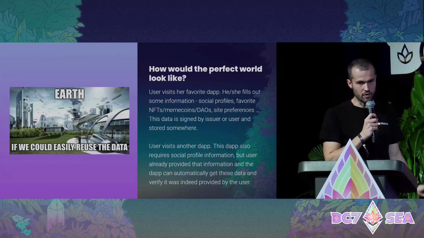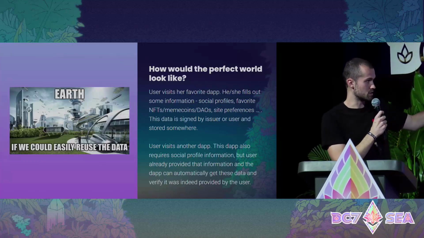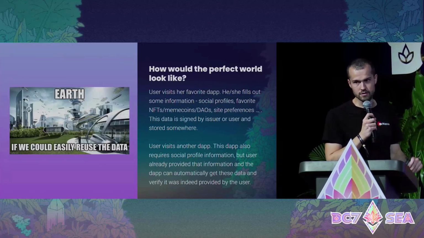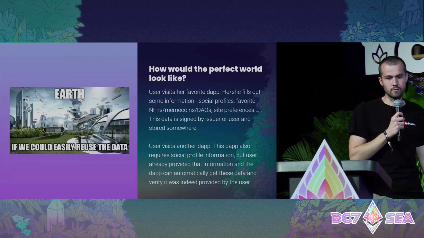So how would the perfect world look like? A user would visit her favorite app. The user needs to fill out some information, for example, social profiles or some other data.